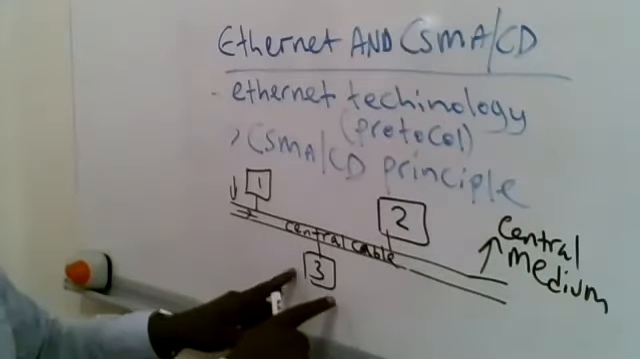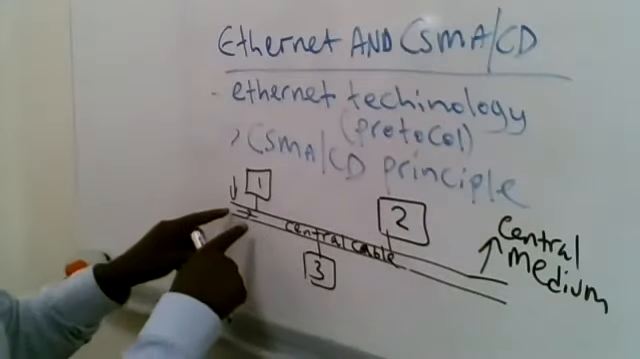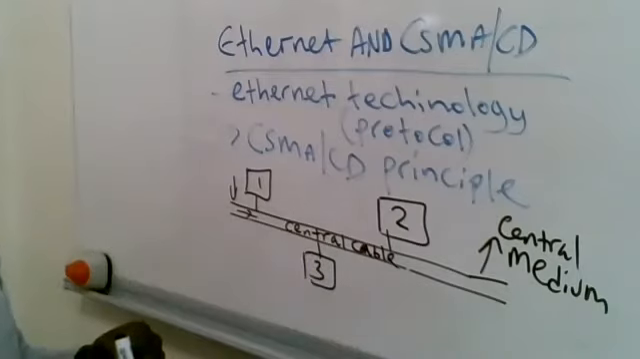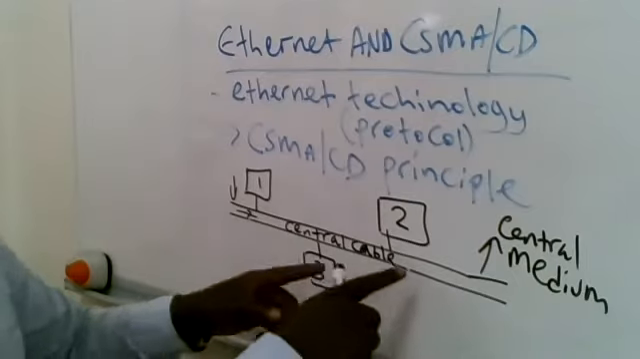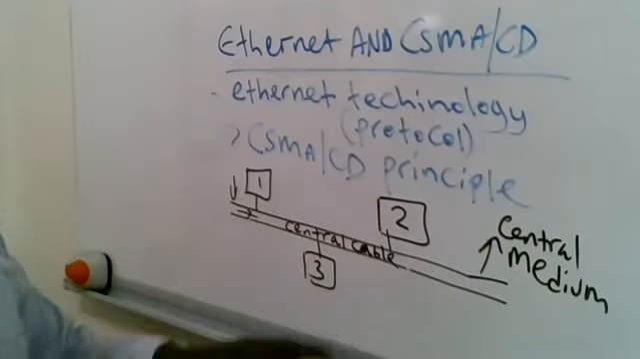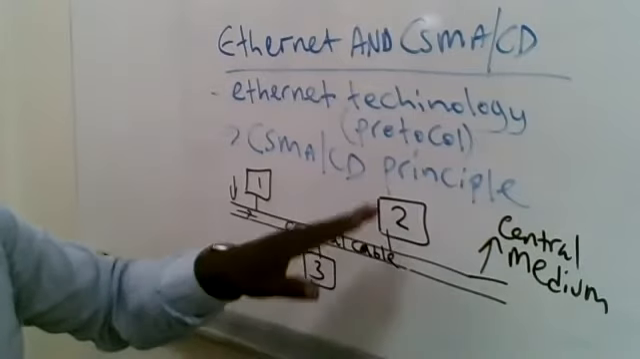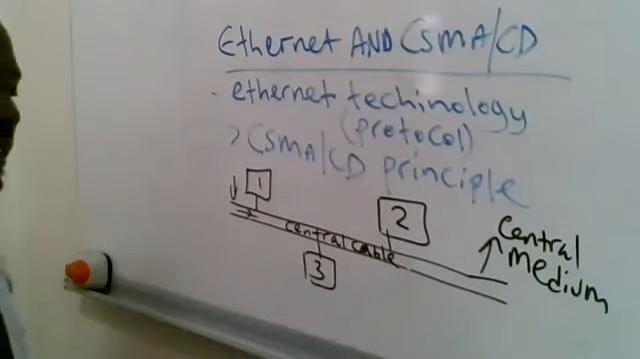Now, when the information is moving over the central cable, computer 3 will receive the information and check, am I the one supposed to receive it? Yes or no? If computer 3 is not the one supposed to receive it, it will forward the message and put it back on the main cable. Then the second computer also will tap the cable and check the information. If it's the one supposed to receive it, it will get that information.